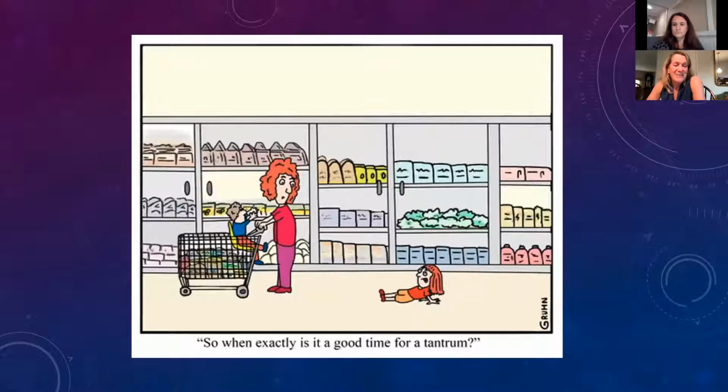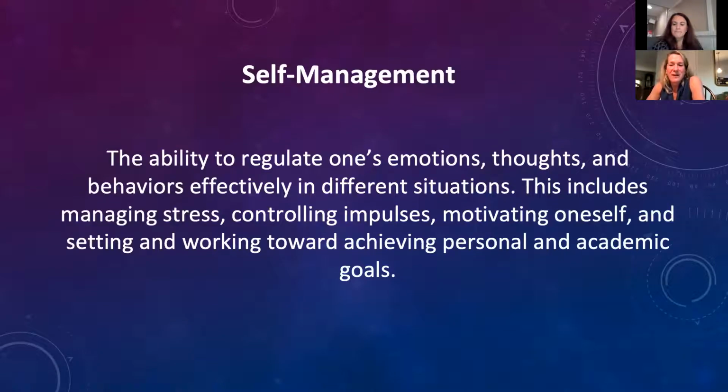This is something I think we can all relate to when our kids are young and still growing in their self-management skills and self-regulatory skills. So the next one is self-management. Self-management is really the ability to regulate one's emotions, thoughts, and behaviors effectively in different situations. It's really putting self-awareness into action. And it includes managing stress, controlling impulses, motivating yourself, setting and working towards achieving personal and academic goals.